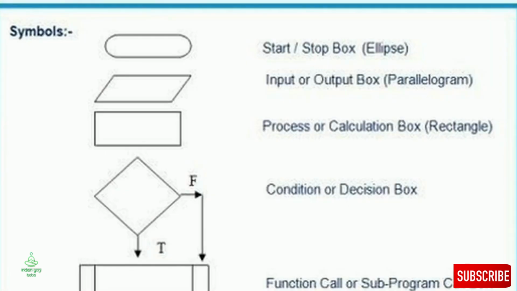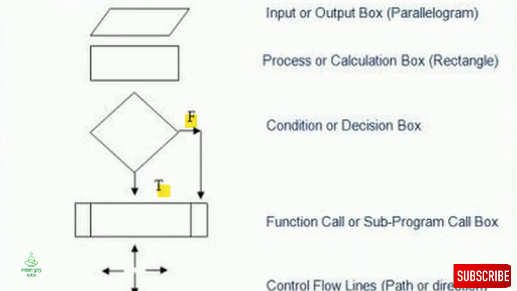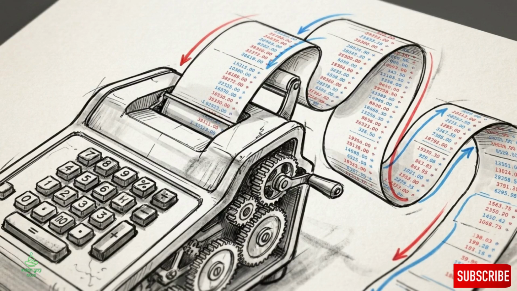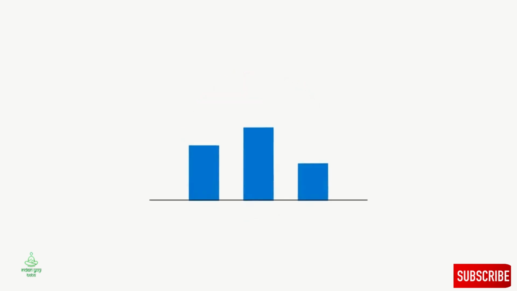This diagram shows how programmers map out those choices. The diamond represents a condition or decision box, with paths flowing out based on whether the answer is true or false. Without these decision points, a program is just a rigid calculator. It executes the exact same lines of code, in the exact same order, every single time it runs. Decision control statements fix this. They allow your code to read a situation, evaluate the data, and react dynamically to user input.